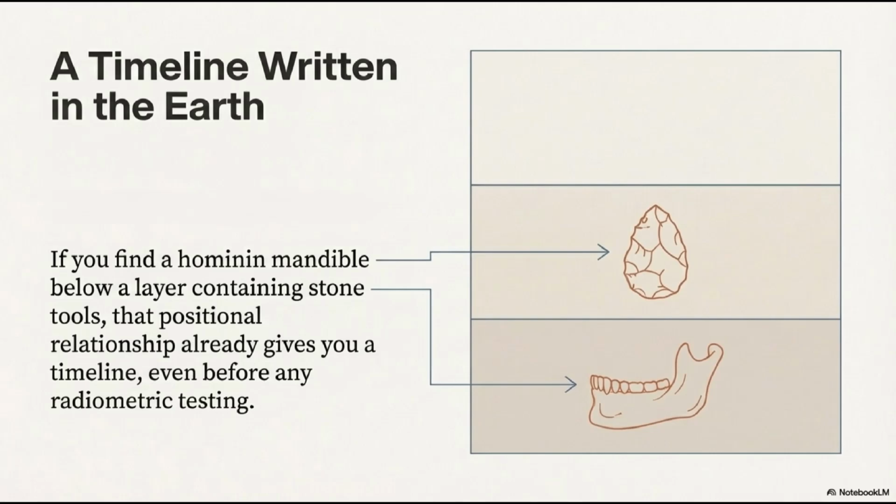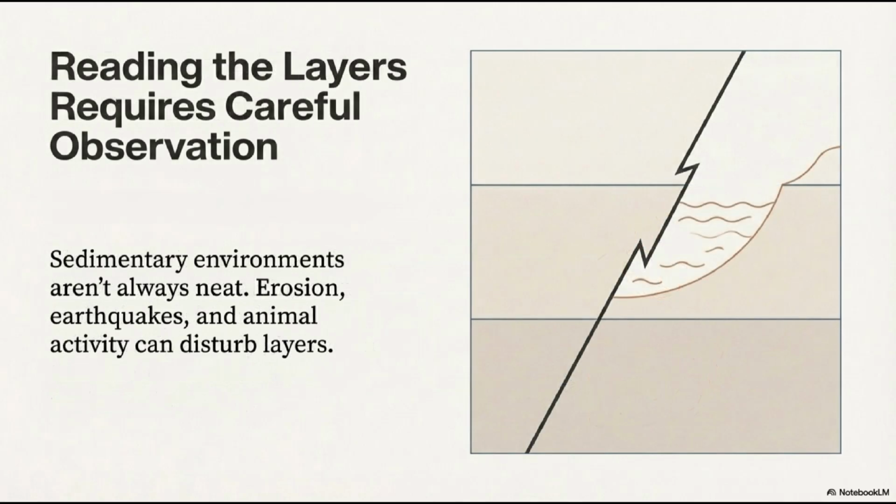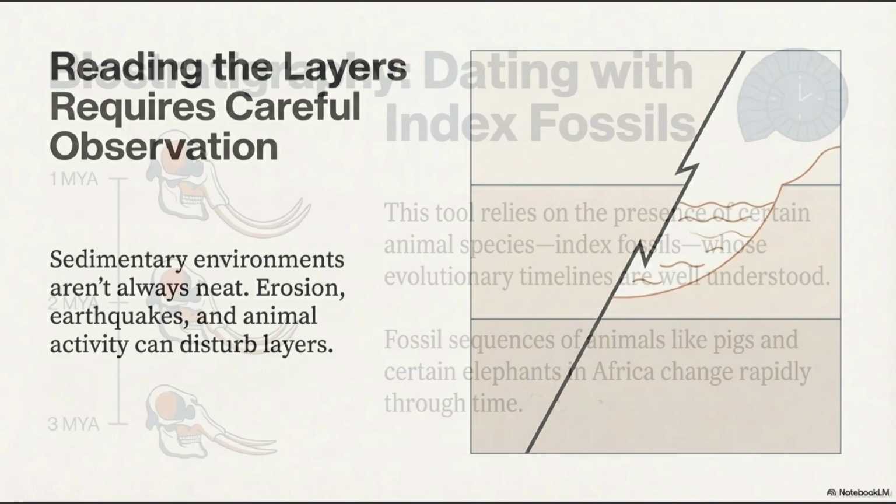If you find a hominin mandible below a layer containing stone tools, that positional relationship already gives you a timeline, even before any radiometric testing. Sedimentary environments aren't always neat. Erosion, earthquakes, and animal activity can disturb layers, so reading stratigraphy requires careful observation, not blind trust.